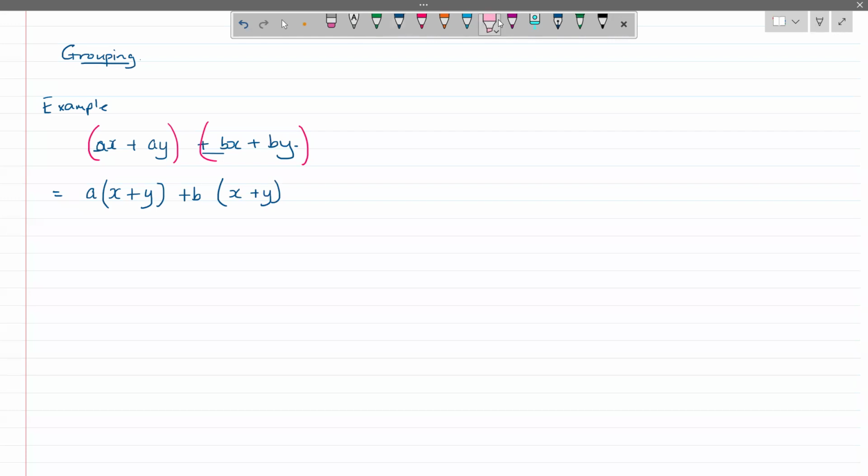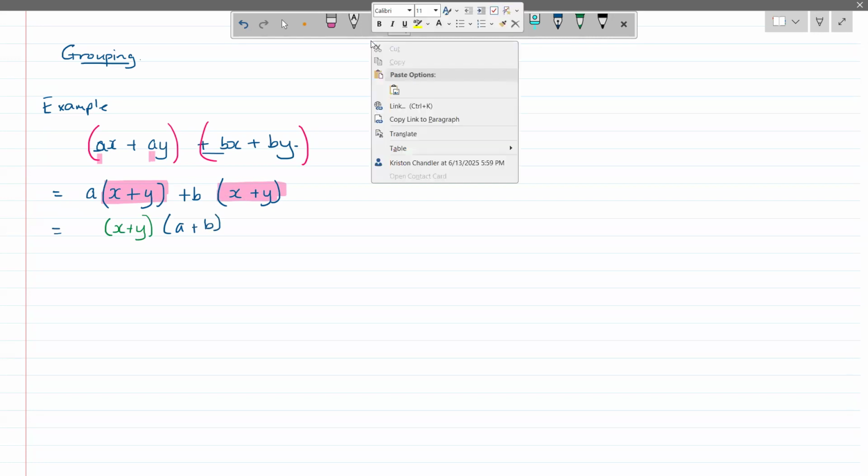Now, at that point, look at what is happening here. This and this bracket becomes the same. It's like a factor, just like how A and A here was a factor. So what we're doing is actually factoring out X plus Y and writing A plus B in our bracket. Give me a thumbs up if you're okay with that. Yeah? Let's look at another example.